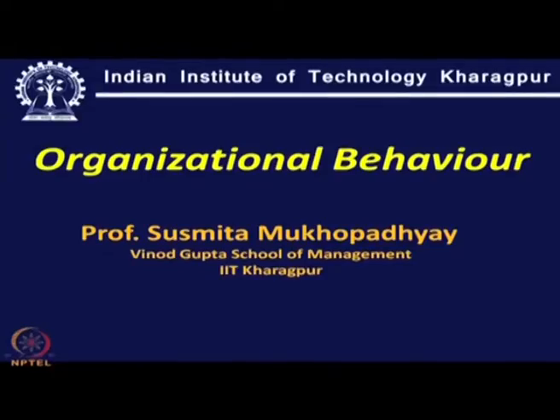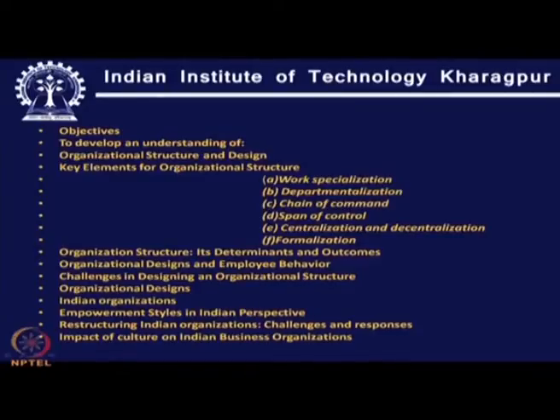As the objective of this chapter, we are going to develop an understanding of organizational structure and design, and the key elements of organizational structure, which are work specialization, departmentalization, chain of command, span of control, centralization and decentralization, formalization, and organizational structure, its determinants and outcomes, organizational designs and employee behavior, changes in designing an organizational structure, organizational designs, Indian organizations, empowerment styles in Indian perspective, restructuring Indian organizations, the challenges and responses to it, and the impact of culture on Indian business organizations.